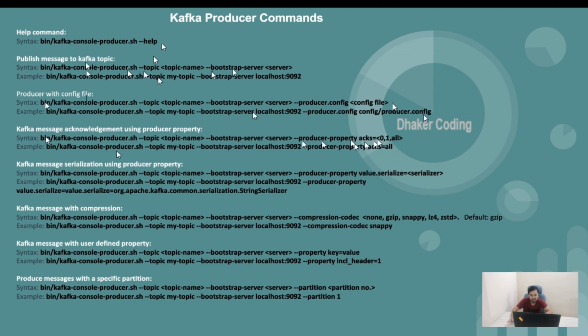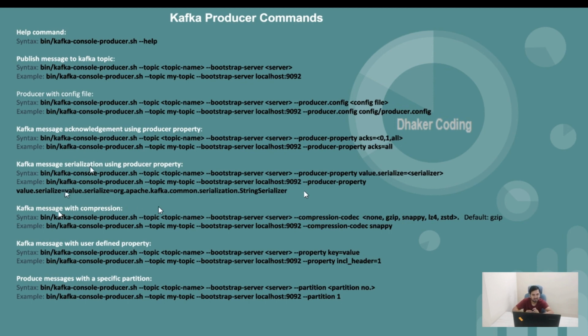Now let's say I want to serialize my message. We will use --producer-property again with a key value pair, where the key is value.serializer. Whatever serializer mechanism we are using, we can give. In the example, you can see --producer-property with value.serializer and the string serializer. It is written twice, so I will remove it.